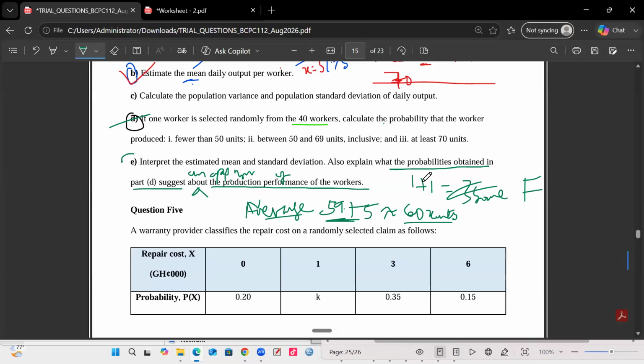So what I've outlined in green, the probabilities obtained in D suggest an approximate normal distribution of the production performance of the workers. Or you can say that the probabilities obtained in D suggest that the production performance of the workers are normally distributed. Are we good?